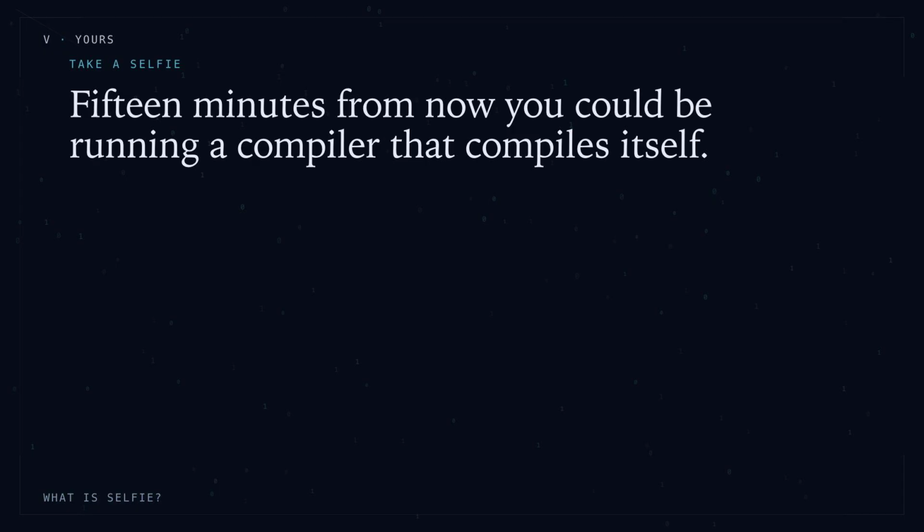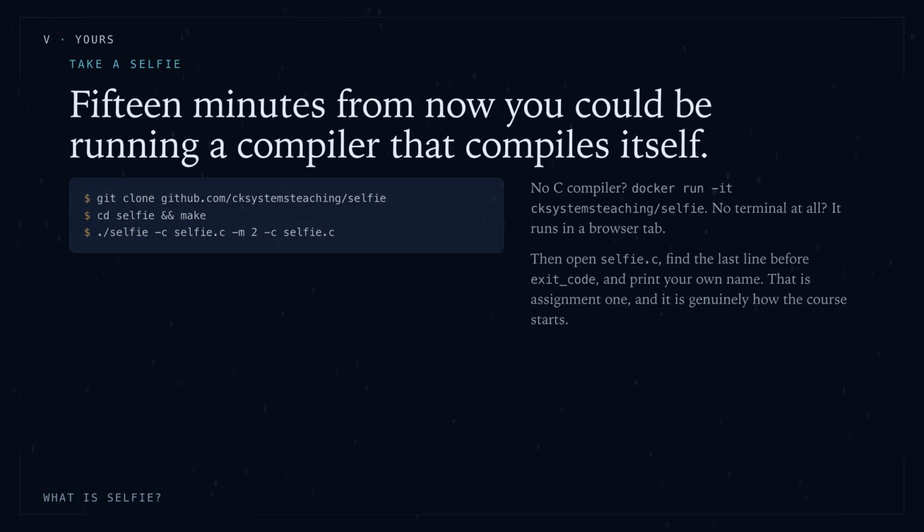So 15 minutes from now you could be running a compiler that compiles itself. Clone it, type make, and run the third command. No C compiler, there is a Docker image, no terminal at all, it runs in a browser tab. Then open the source, find the last line before the exit code and print your own name. That is assignment 1. And it is genuinely how the course starts.